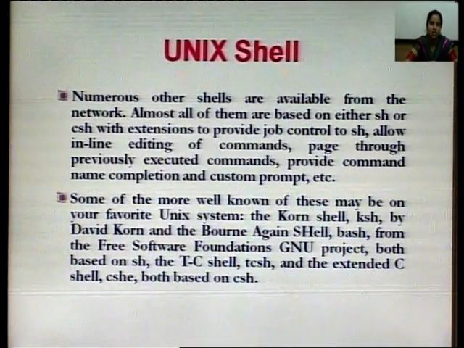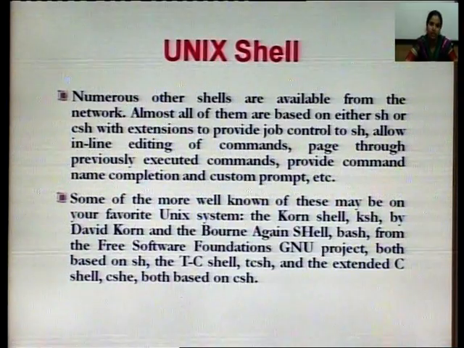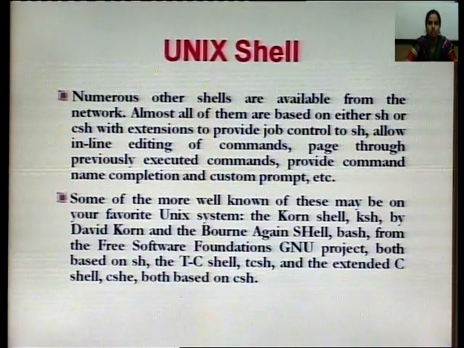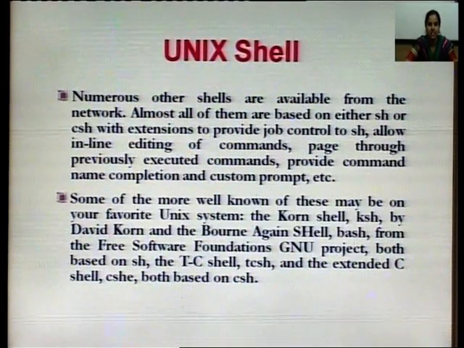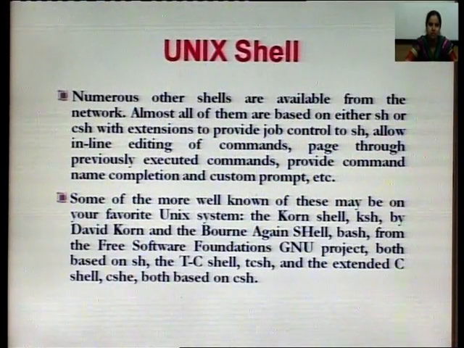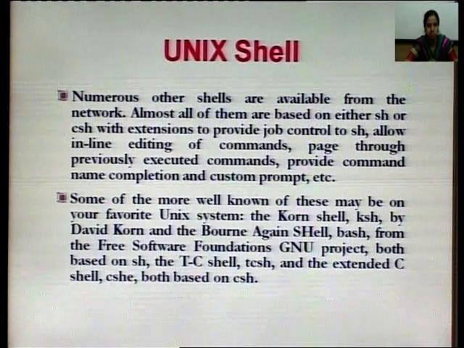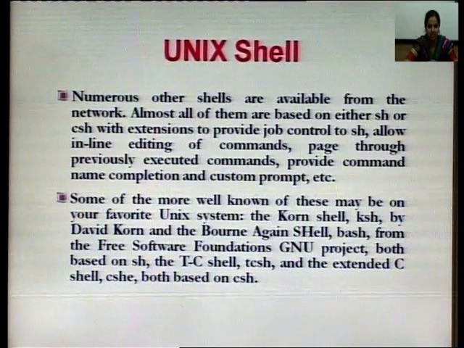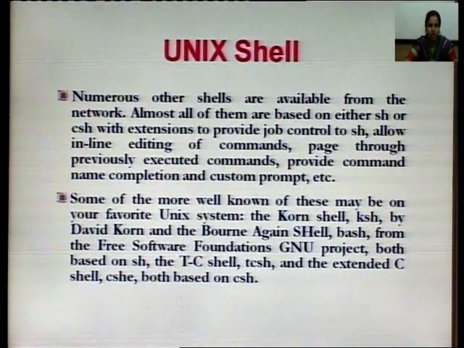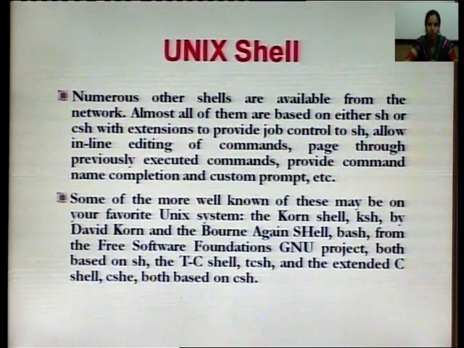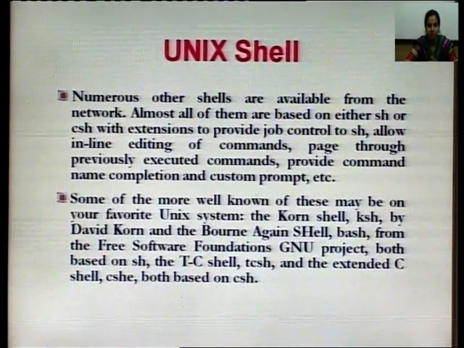Numerous other Unix shells are available from the network. Almost all of them are based on either sh or csh, with extensions to provide job control to sh, which allow inline editing of commands, paging through previously executed commands, command name completion and custom prompts, etc. Some of the more well known of these that may be on your favorite Unix systems are the Korn shell, ksh, by David Korn, and the Bourne Again shell, bash, from the Free Software Foundation GNU project, both based on the TC shell, etc.